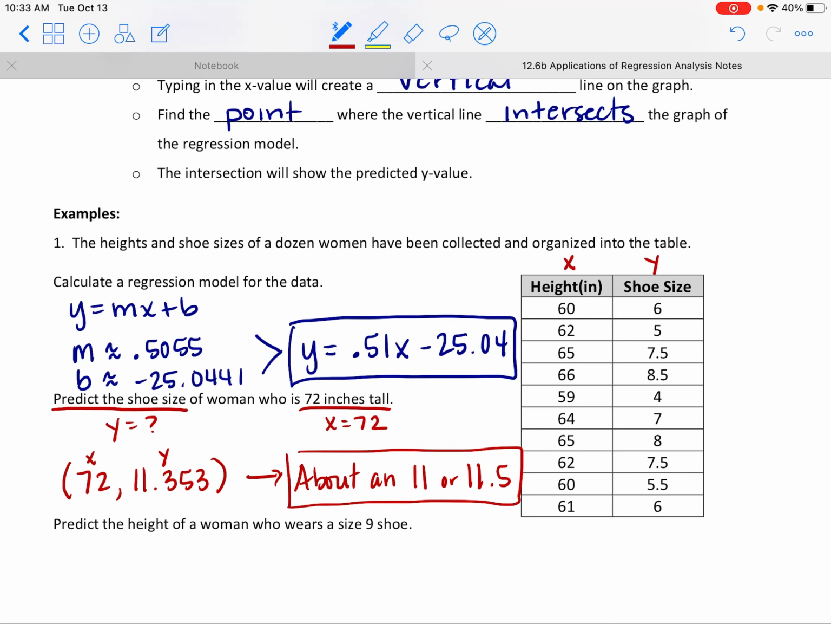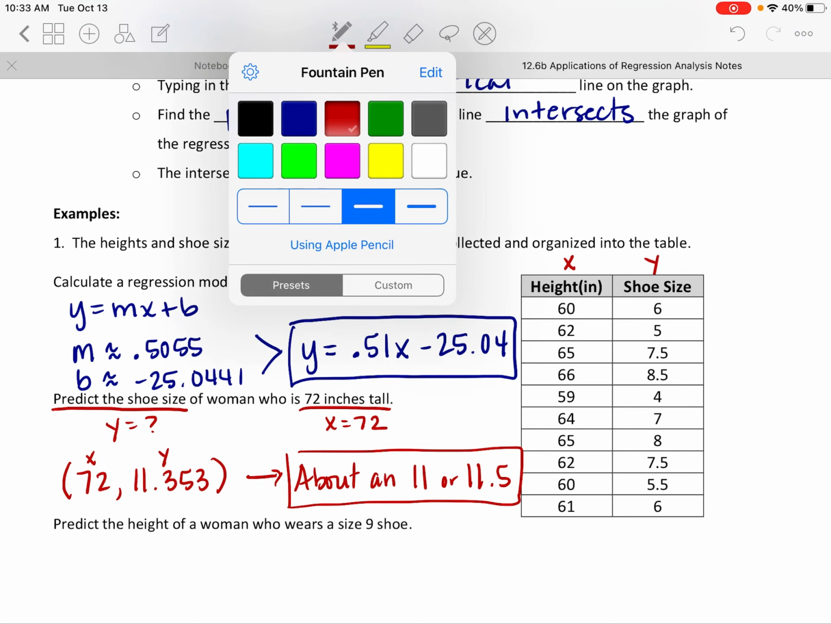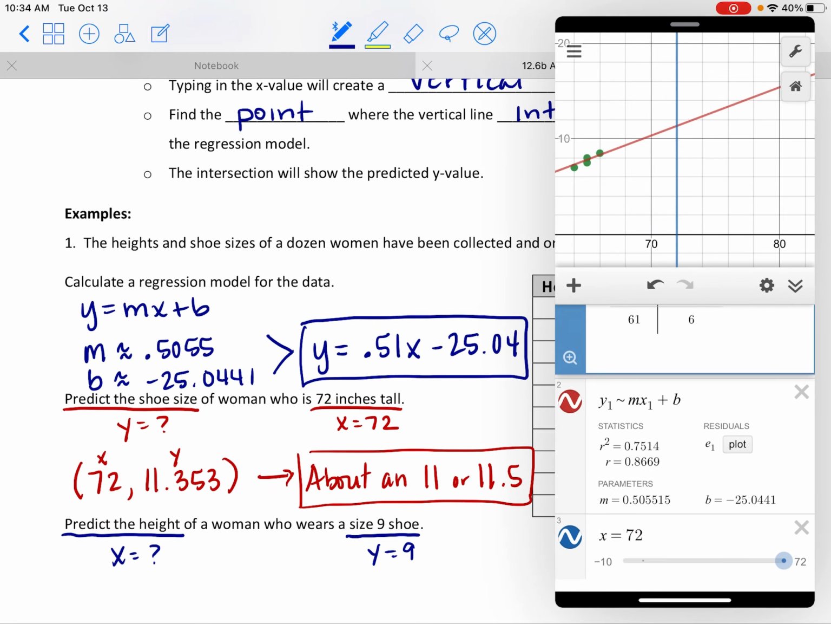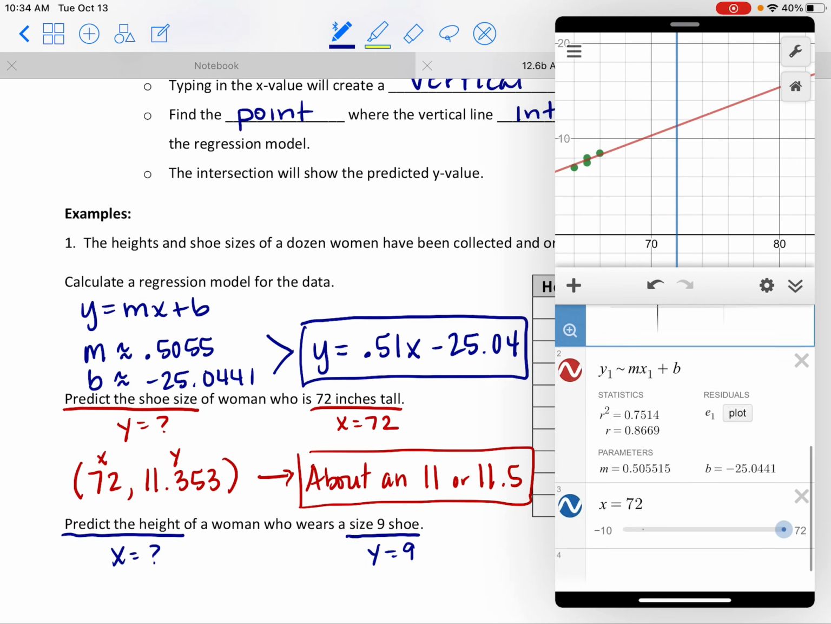All right, so now we're going to go in reverse. The next one says predict the height this time. So predict the height means we're looking for an x value when a woman wears a size 9 shoe. So that means that the y value, the shoe size, is 9. So let me go back into Desmos. Let me get rid of my vertical line.